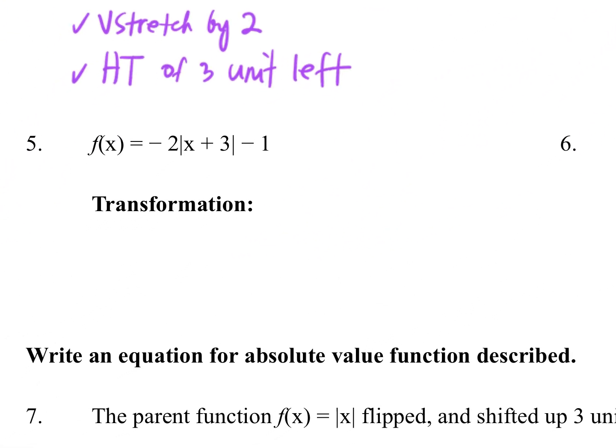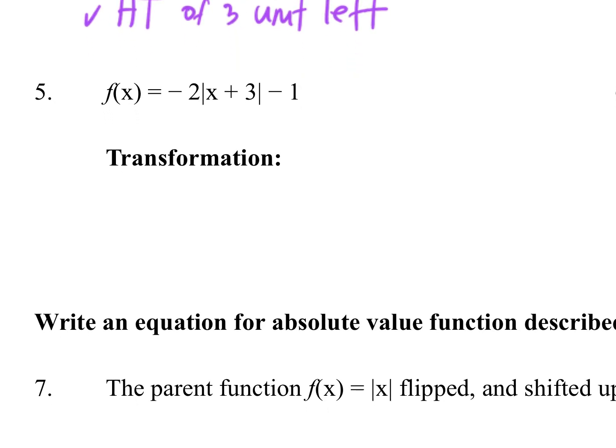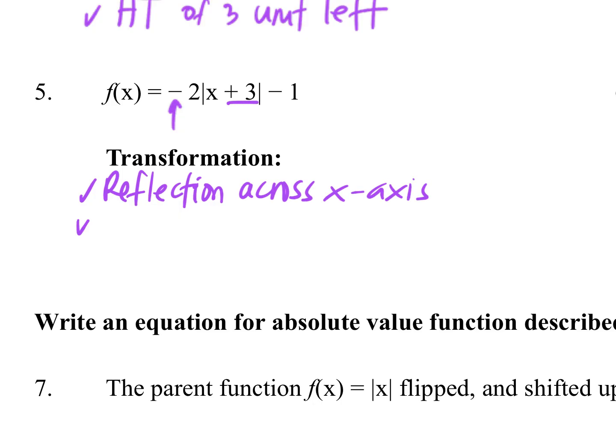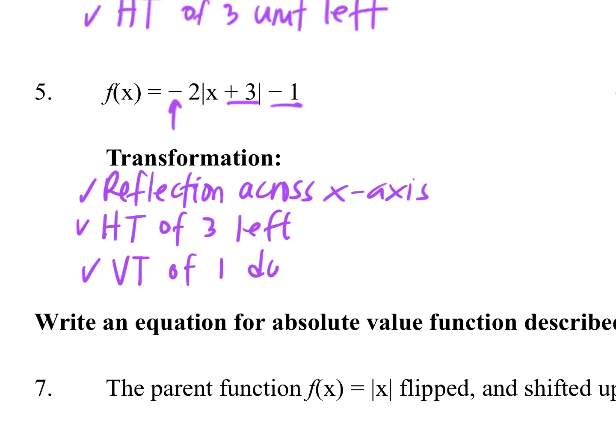Okay, number 5. f of x is negative 2 times the absolute value of x plus 3, minus 1. The first thing I notice is the negative in there. It means there's going to be a reflection across the x-axis. The second thing I notice is the plus 3 in there. That's going to be a horizontal translation of 3 to the left. And the last one is negative 1. That's going to be a vertical translation of 1 down. It means 1 unit down.